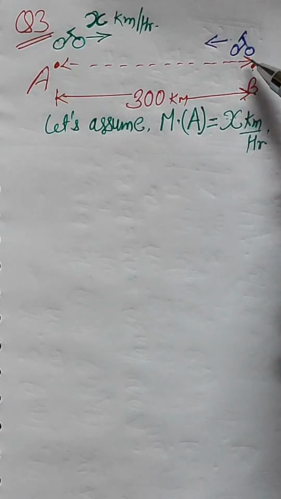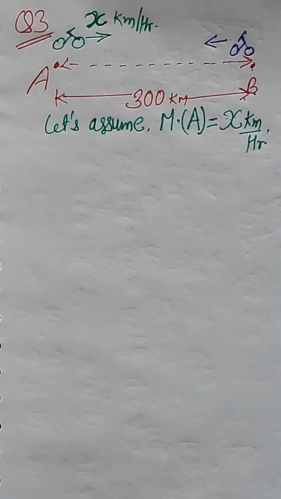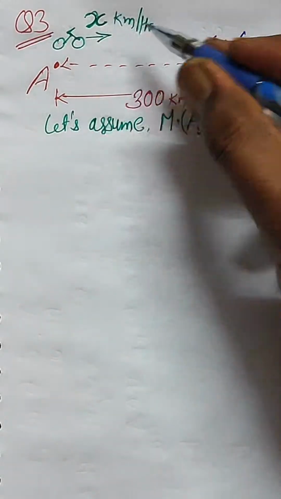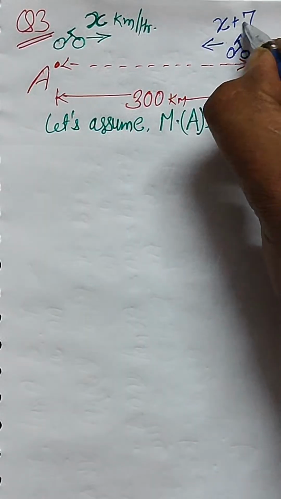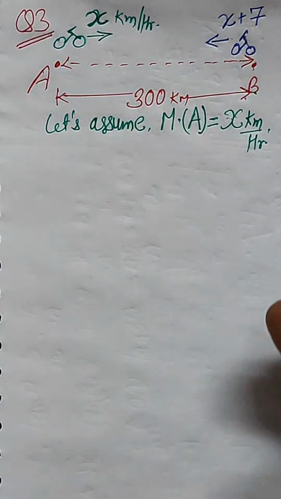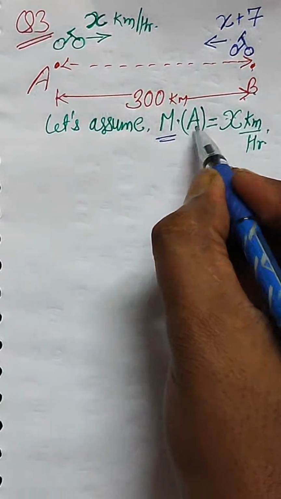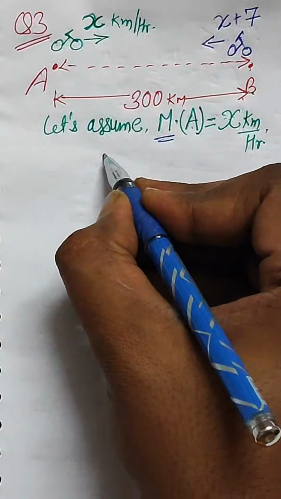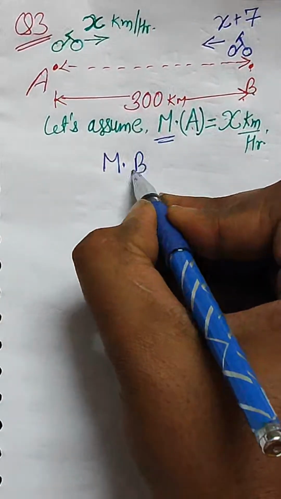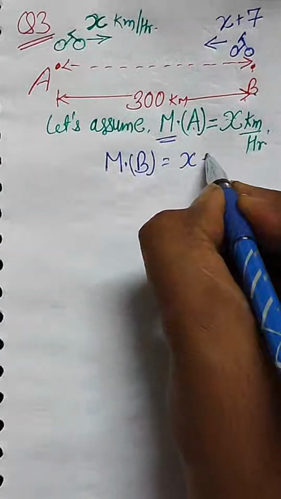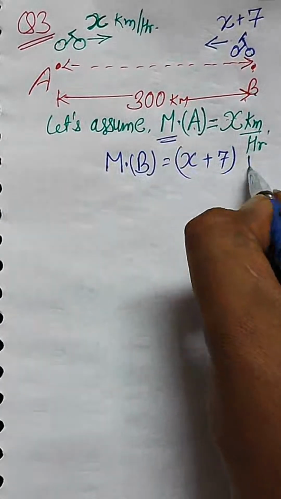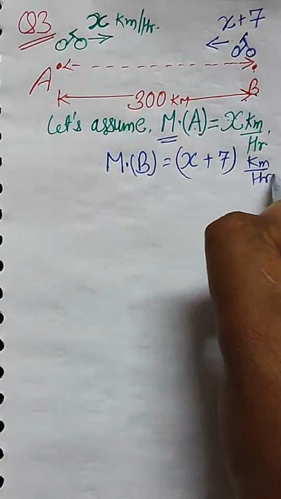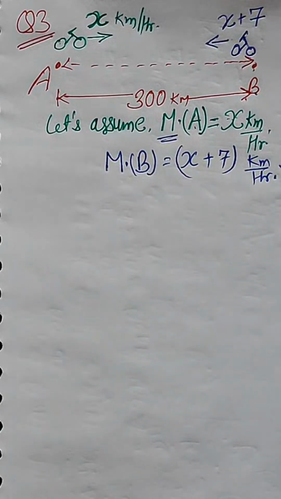Then the speed of motorcyclist B will be how much? If this was X, this is X plus 7, isn't it? Because motorcyclist A's speed is X, then as per the question, motorcyclist B's speed will be equal to X plus 7, right? Definitely the unit will be kilometer per hour. The speed of one of them is 7 km per hour more than the other.